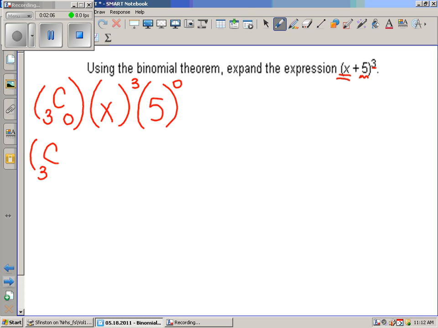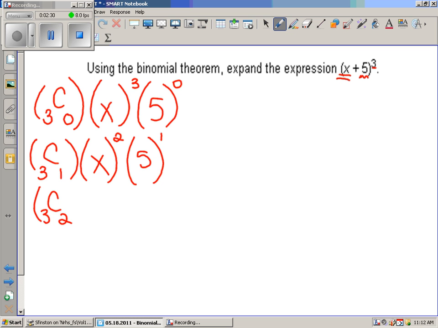So 3C1, I'm going to show you because it trickles down. This number over here starts to move to there, and at the very end this one becomes a 0 and this one becomes a 3. So this is going to be x to the 2nd, 5 to the 1st. And then you do 3C2, x to the 1, 5 squared. And then we do 3.